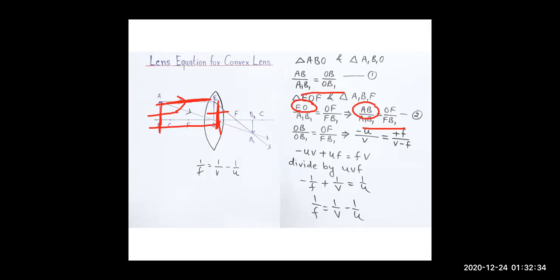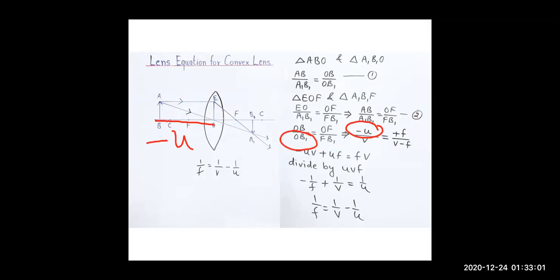Now if you see the left hand side of equation 1 and 2, they are same, that is AB upon A1B1. So we can equate their right part, that is OB upon OB1 is equals to OF upon FB1. So this is it. Now let's substitute the values, the symbols, right? OB, what is OB? OB is the object distance u. So OB की जगह हमने U लिखा, but according to the sign convention, it will be minus U.